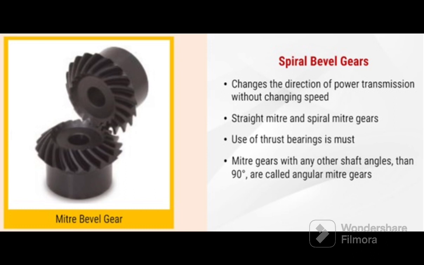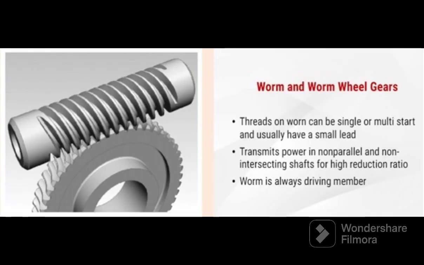When using spiral miter gears, it becomes necessary to consider using thrust bearings since they produce thrust force in the axial direction. Besides the usual miter gears with 90-degree shaft angles, miter gears with any other shaft angles are called angular miter gears. Let's learn about gears classification based on non-parallel, non-intersecting shafts, in which we have worm and worm wheel, spiral gears and many more.